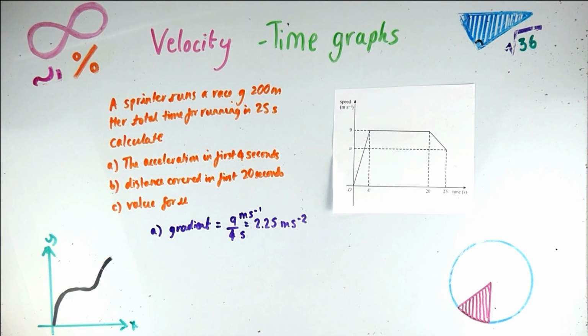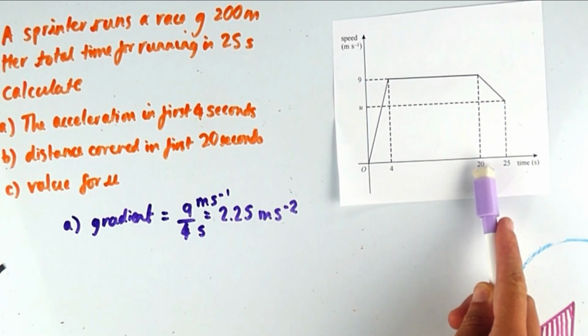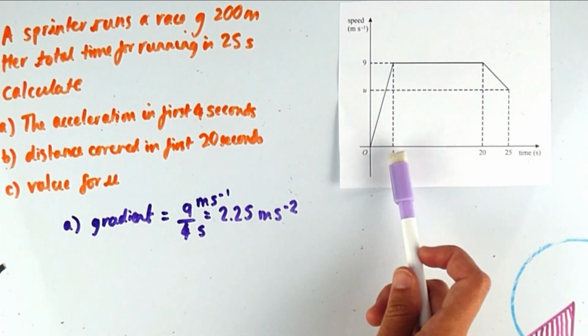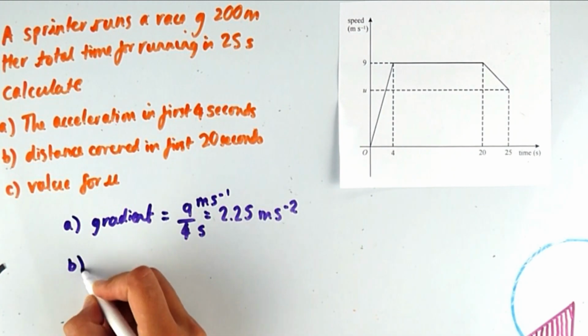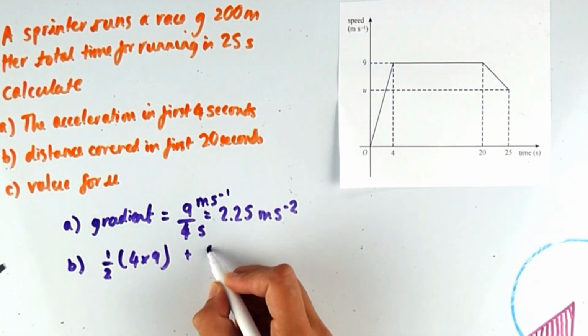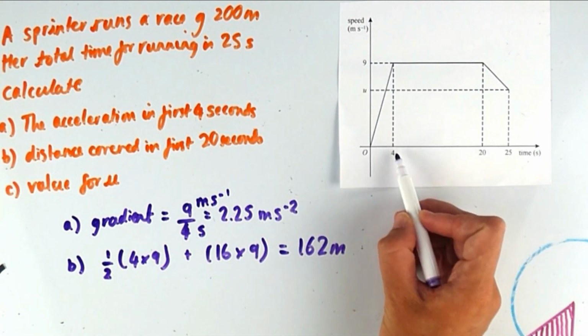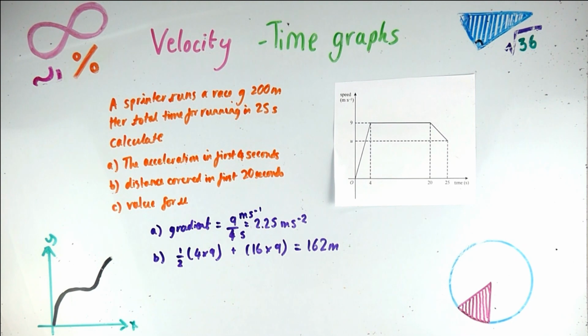Okay, so B, the distance covered in the first 20 seconds. The distance is the area under the graph, so we want the area under the graph in the first 20 seconds, so that's up to this point here. The easiest thing to do here is just to split it into 2 sections. So we want the area of this triangle added to the area of this rectangle. Remember here, the bottom of this isn't 20, it's 20 minus 4, which is 16. Okay, so that's question B.